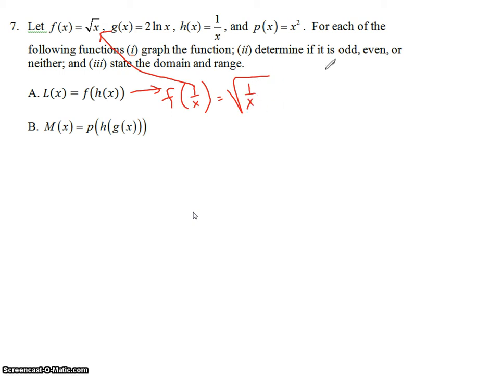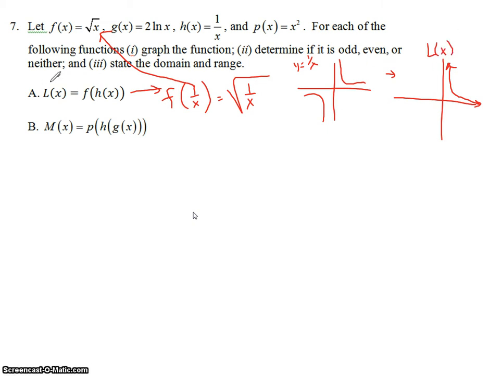So we can graph this step by step. We know that y equals 1 over x is a reciprocal function, so it looks like that. And then when we take the square root of that, that's going to just eliminate these values because the square root eliminates all negative y values. So we're just going to have this graph here. Okay, this is our graph of L of x.